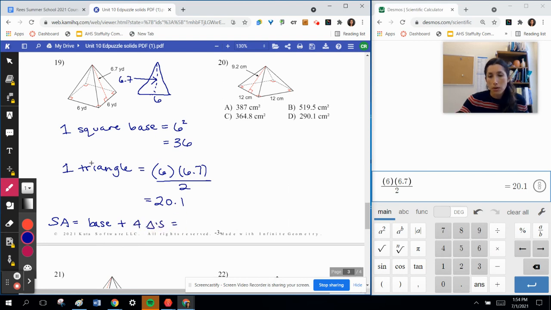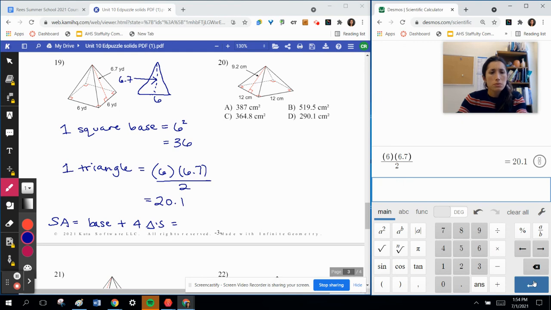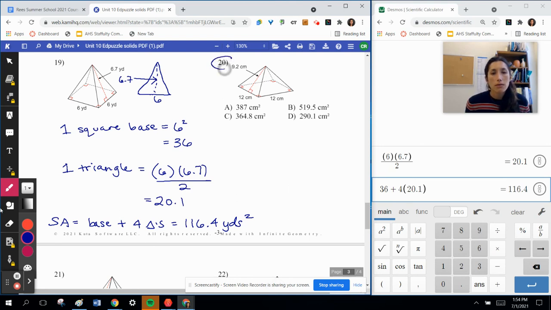So for the surface area of the whole shape, surface area equals one of the bases plus 4 triangles. Let's put that into our calculator. So we knew the base was 36, and then we have 4 triangles, and each of the triangles was 20.1. So our total surface area is going to be 116.4 yards squared. Okay, go ahead and find the surface area of number 20.